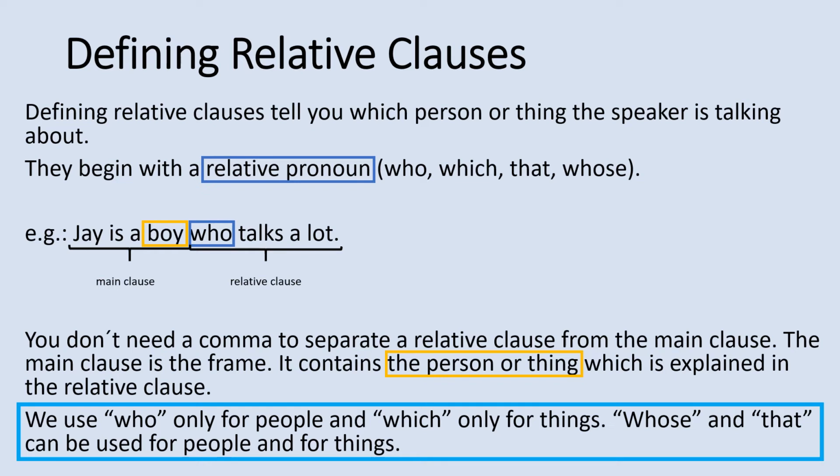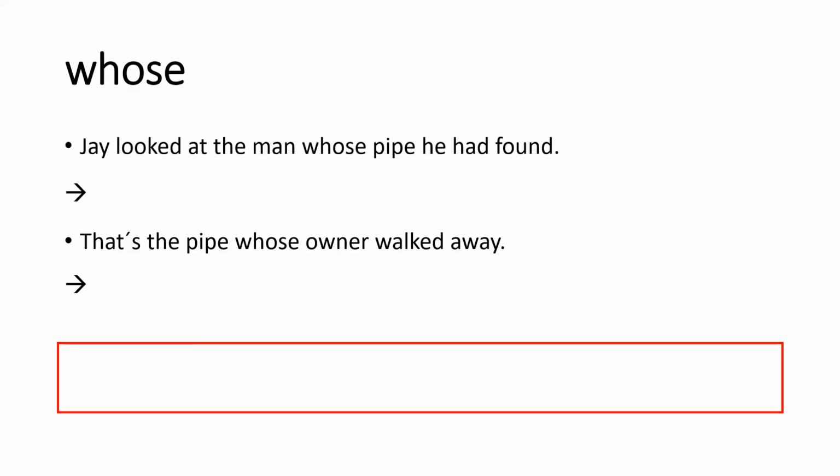The new rule is we use who only for people and which only for things. Whose and that can be used for people and for things. Let's have a look at whose, because it is special. So far we have seen two sentences which use the word whose.